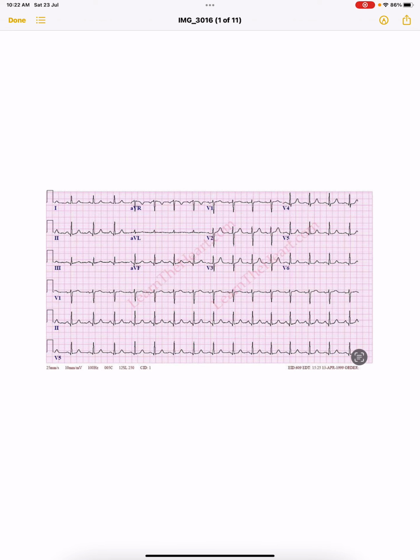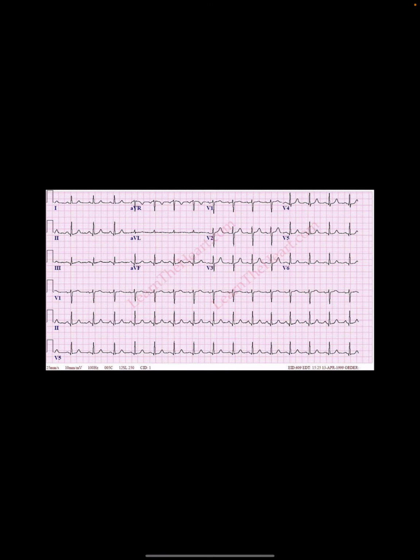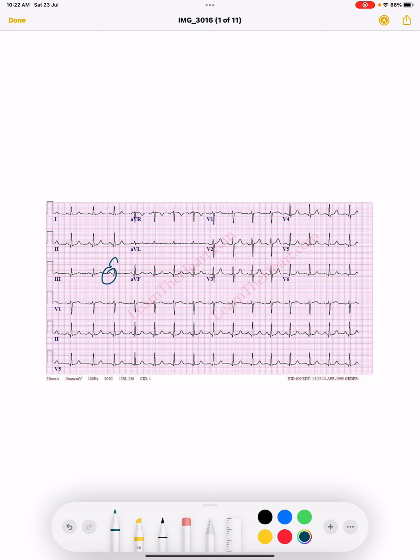So in this ECG, you can see there is normal sinus rhythm, because every P wave is followed by a QRS complex, and every QRS complex is preceded by a P wave. There is a normal axis, because leads 1, 3 and aVF are all positive. So let's see about Q waves. First of all, in the lateral leads you can see small Q waves, especially in V4 and V6. These are just normal Q waves.